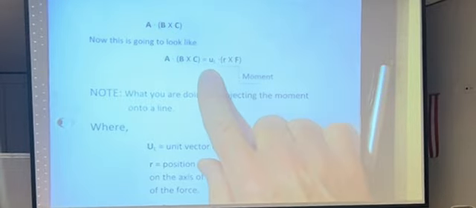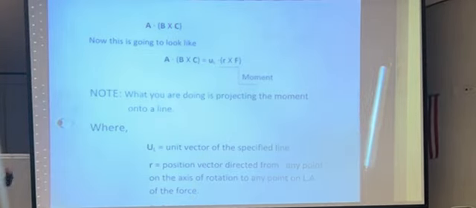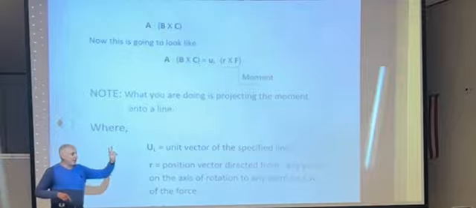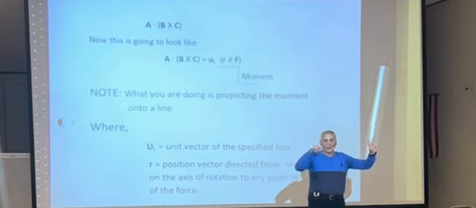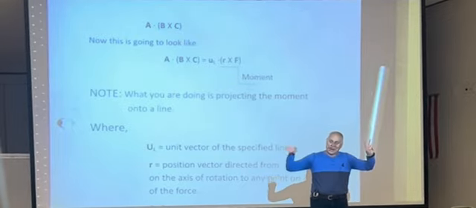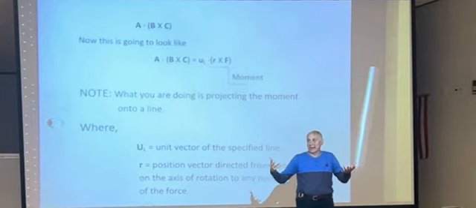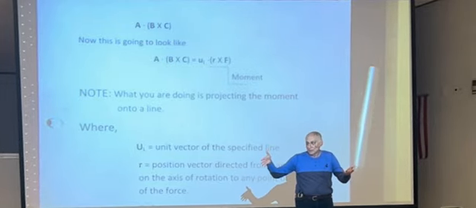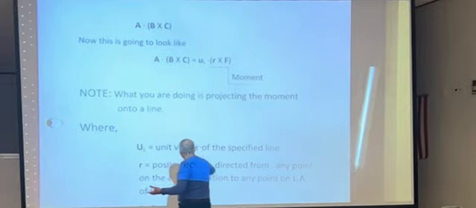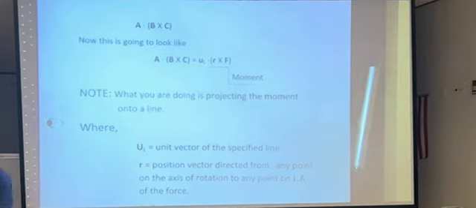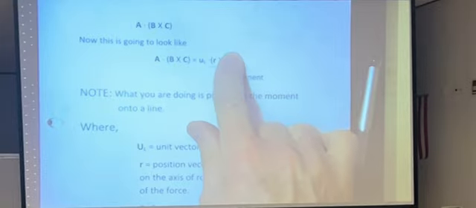So, unit vector, remember, go back to the dot product. What was one of the uses? Second use was projection of a vector onto a line. How do I do it? Unit vector of the line dotted with the vector. Well, in this case, the vector happens to be the moment. How do I calculate moment? R cross F. And then I dot that with the unit vector of the line. So you can see, I'm showing it to you. Unit vector of the line dotted with R cross F, this is the moment.